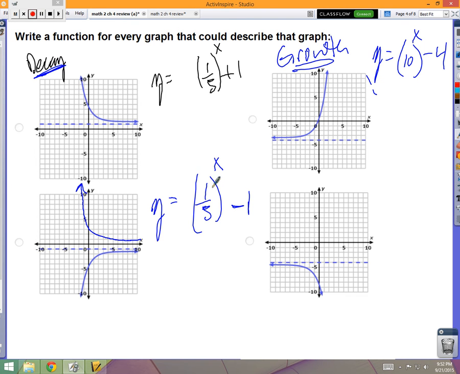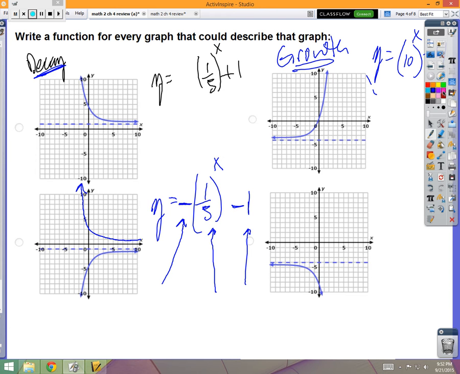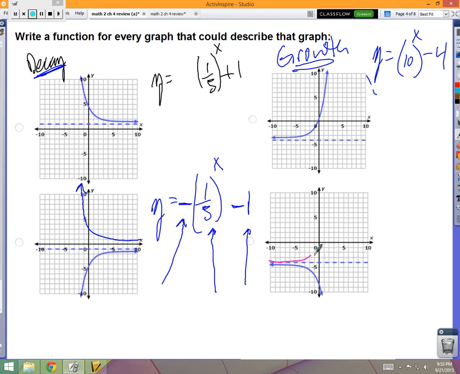So the 1/5 means I'm dividing by 5, so it's decay, but then I need to flip it, so I got to put a negative here. So the 3 things that make this right: A, if you have a negative; B, if this is some kind of a fraction; and C, if that is a -1. Okay, my last one has been flipped, so I'm going to flip it right side up.